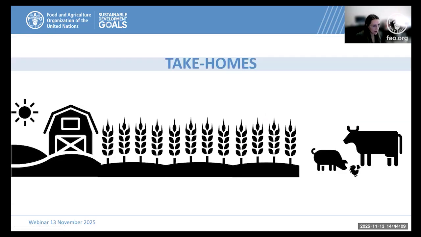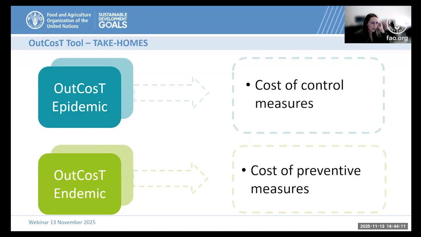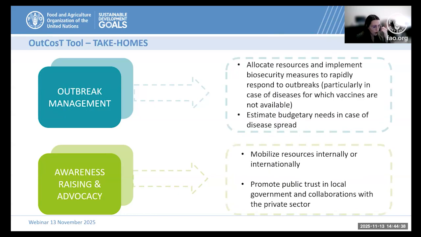The main take-homes from the presentation. I just want to emphasize this part: the OutCost doesn't give you the direct cost of a disease, but it can give you the cost of control measures or preventive measures that are implemented due to the disease. Overall, this tool can be very helpful in outbreak management.